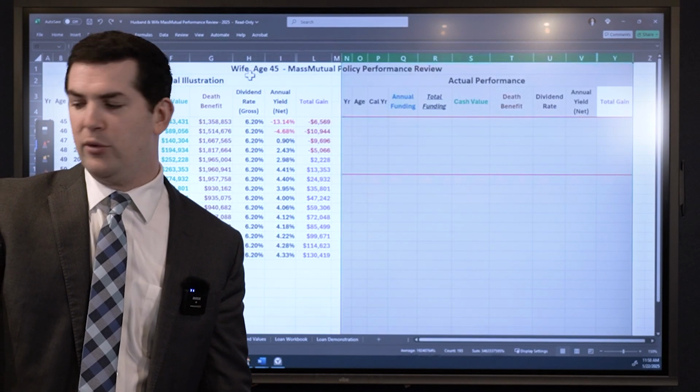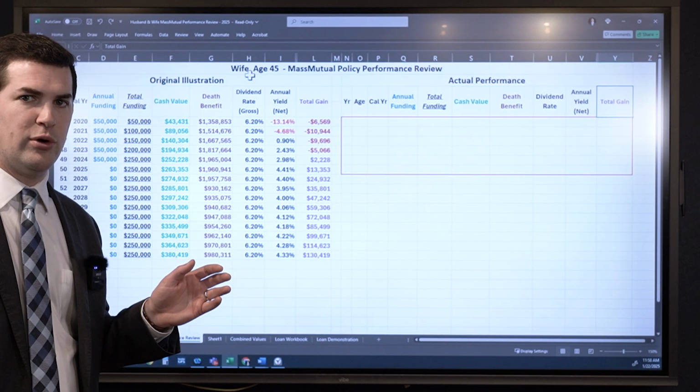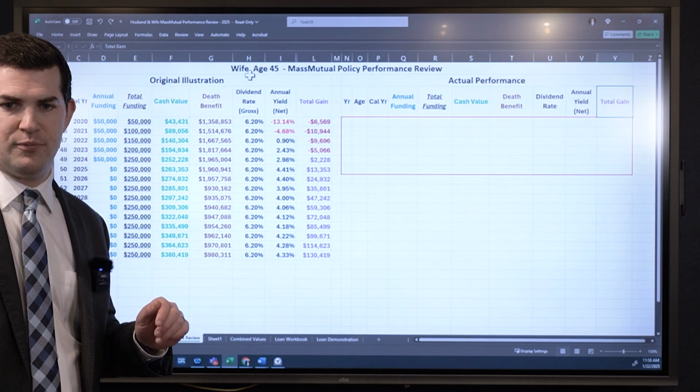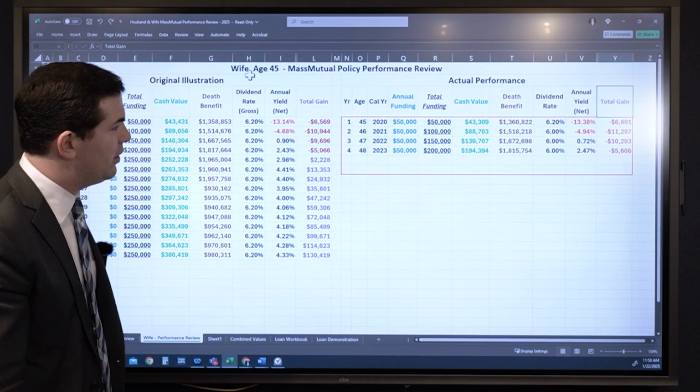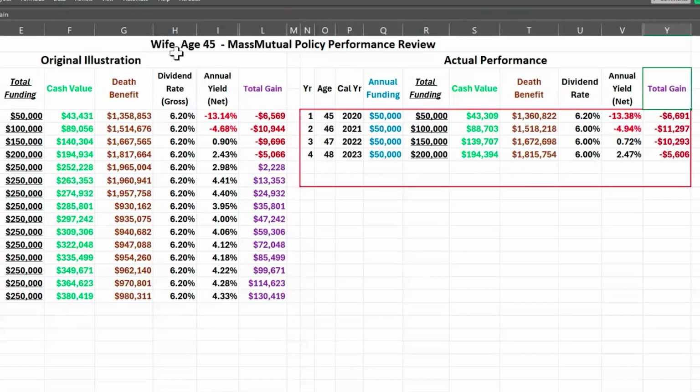So when we look at the actual performance, here's what we're going to look at. Years 1 through 4, she followed the original plan. She funded $50K per year for 4 years. What's the difference in cash value by the 4th year? Are they the same?